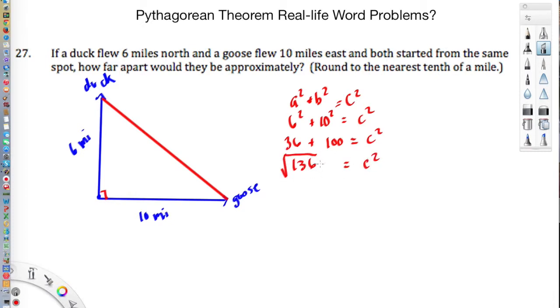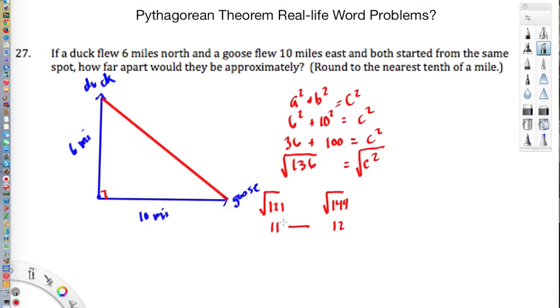Okay, we want to know what c is, not c squared. So we need to do the inverse operation of squaring c, which is finding the square root. And what we do to one side, we need to do to the other. 136 is not a perfect square, but it falls between the two perfect squares of 121 and 144, which would be somewhere between 11 and 12. So it's going to be 11 and some fraction.